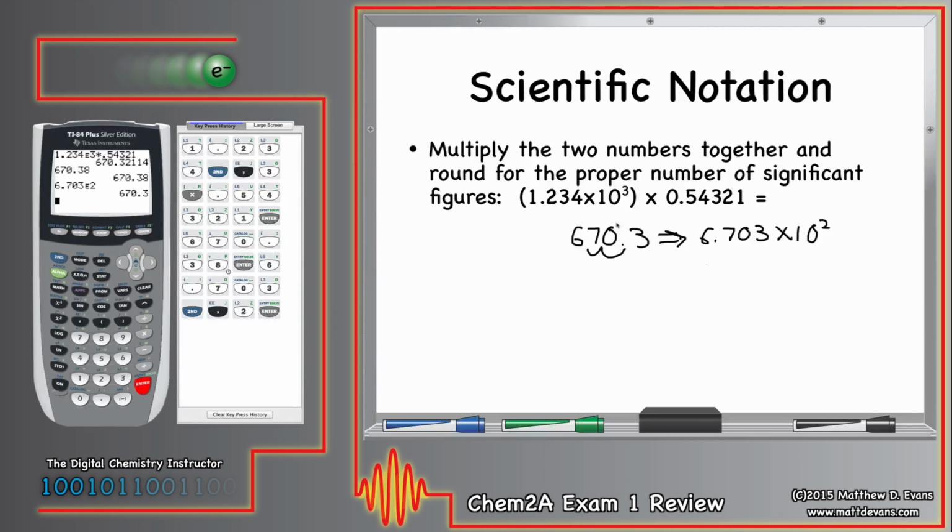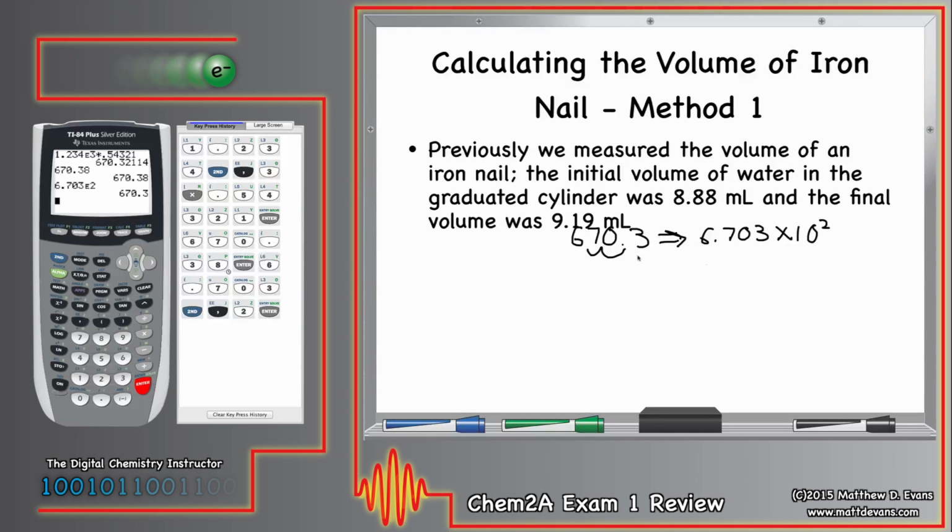Now we're ready to get back to that nail experiment that I was already talking about, where I measured some values, and we're going to get a chance to calculate the density at this point. So let's take a look at the next calculation. I'm going to clear the screen real quick. Oops, that's not what I wanted to do. Clear the screen. So we measured the volume of an iron nail.